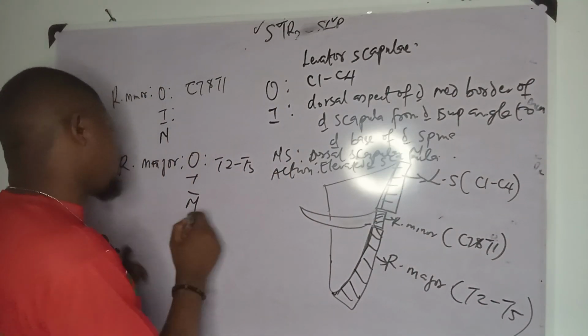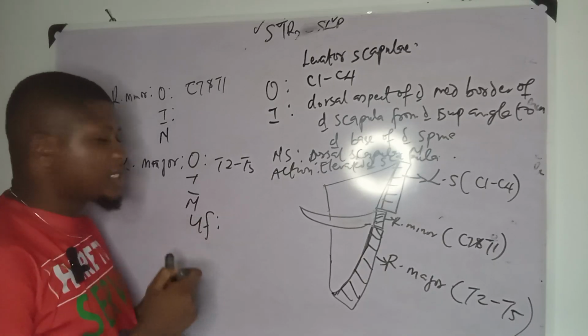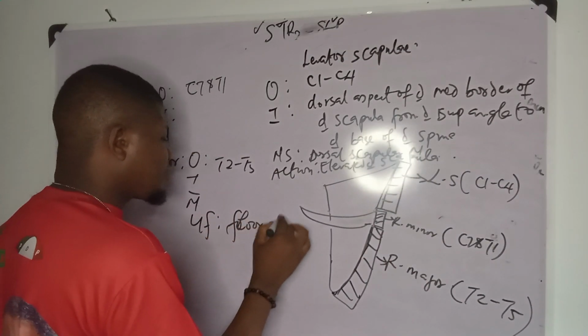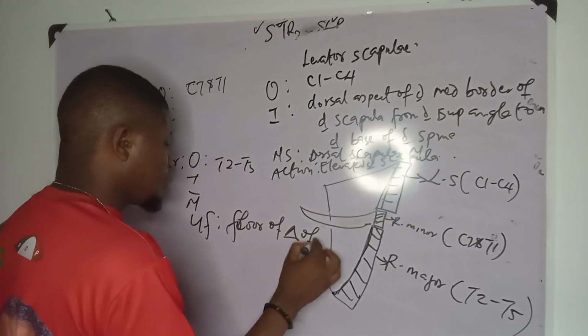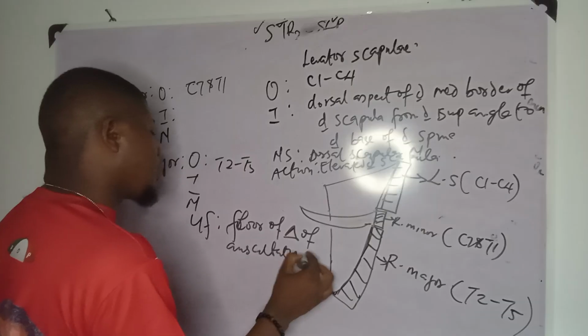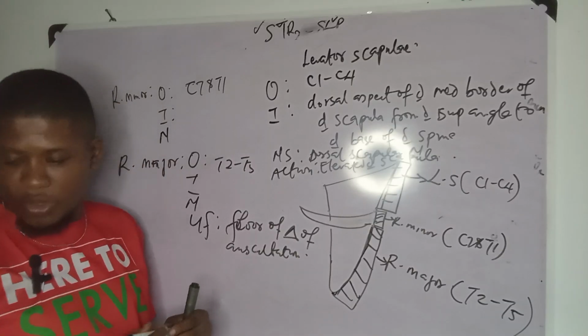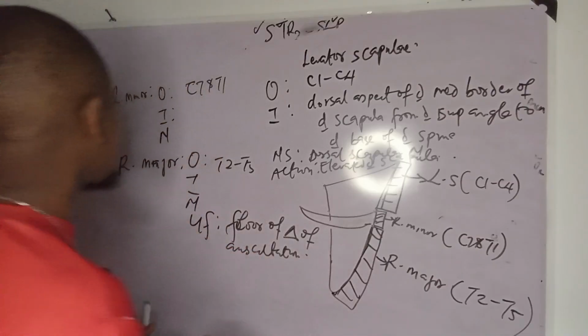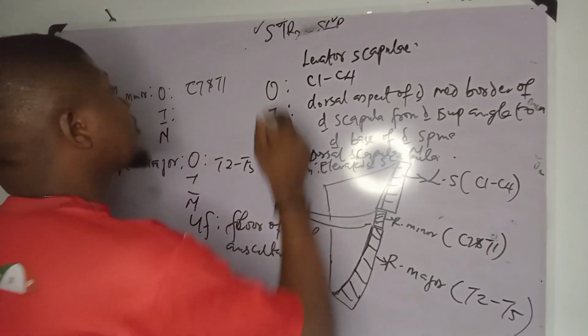Then unique feature. Yes, this one has a unique feature. We say that it forms the floor of the triangle of auscultation. It forms the floor of the triangle of what? Auscultation. Okay, I think we are done with this one.